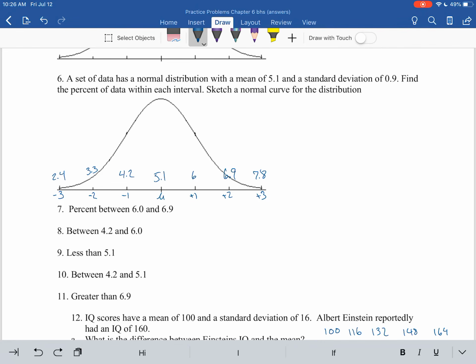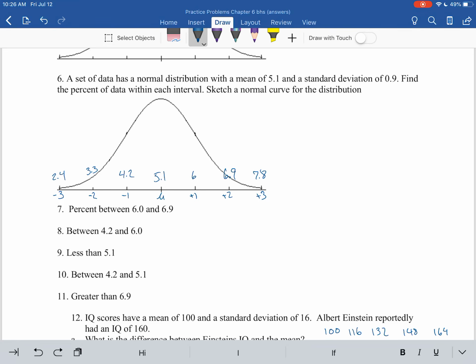Number 7 is we want to find the percentile between 6 and 6.9. So what we're trying to find is the area between 6 and 6.9 under this shape. I'm not going to try to mock up the whole screen. There's a couple ways you can do this. I'm going to show you the way that it should be done, and then we can move from there.